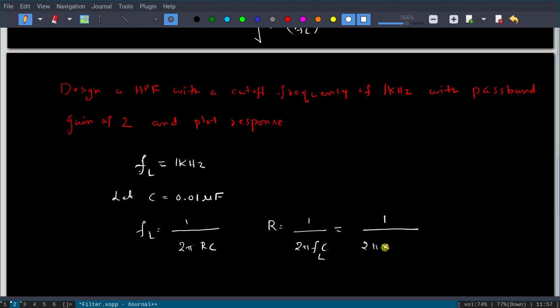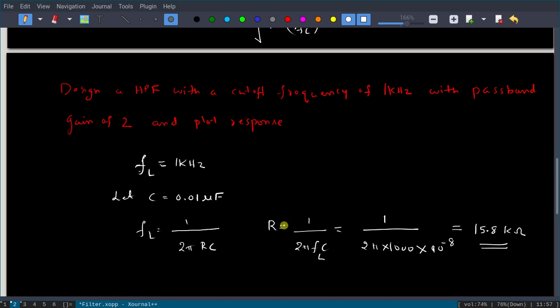2 pi FL is 1000, and the capacitor is 0.01 microfarad, that is 10 power minus 8. If you do this, you will get the R value as 15.8 kilo ohm. So in the design, you have to find only R. The C value we will assume, and the R value we will find.